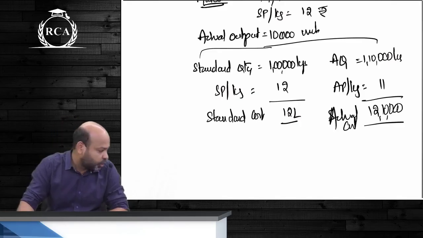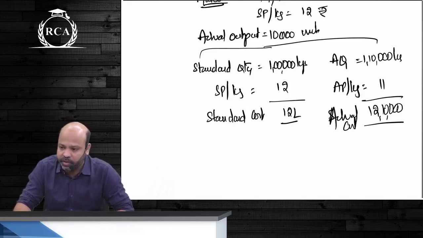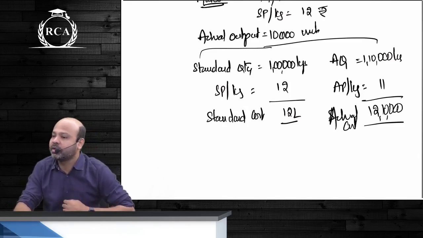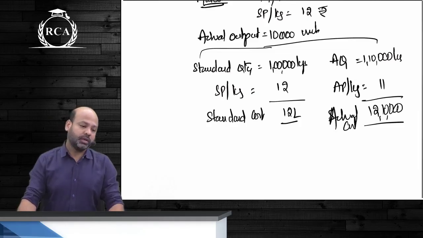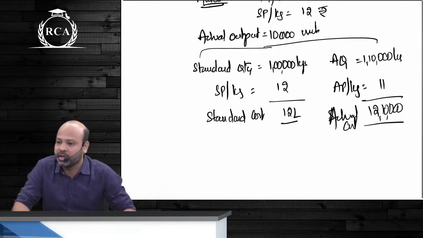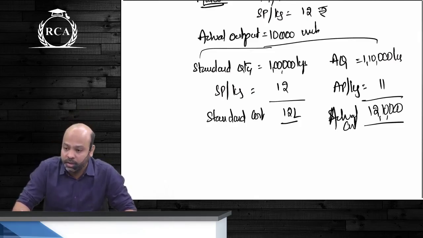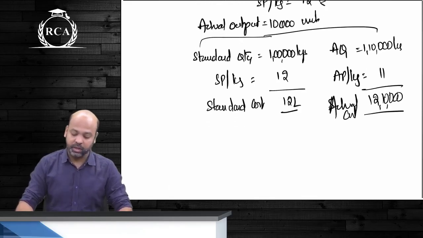If you increase the profits of the company, it is favorable. If you decrease the profits of the company, it is adverse. When it comes to cost elements, if you incur a higher amount of cost, obviously it would be adverse. If you incur a lesser amount of cost, it would be favorable. Here we are incurring 10,000 rupees more, so there is an adverse variance of 10,000 rupees.